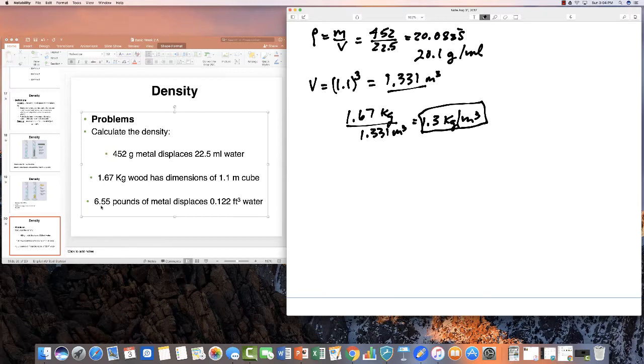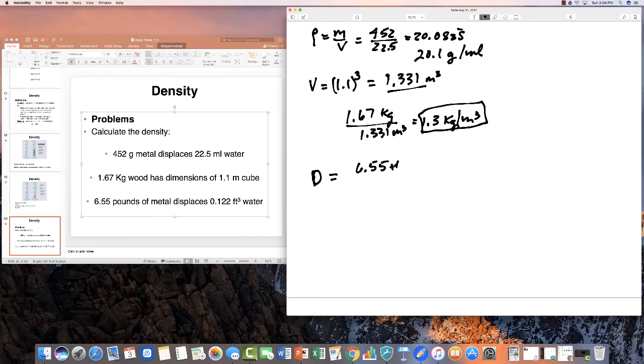The last one here, it says 6.55 pounds of metal displaces 0.122 cubic feet of water. So that here the density, and we're not going to get into technicalities here. There's actually a mass density and a weight density, and this is actually a weight, but I'm not going to do that in this example.